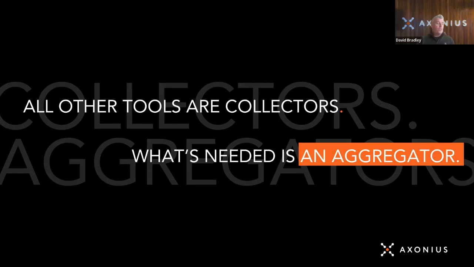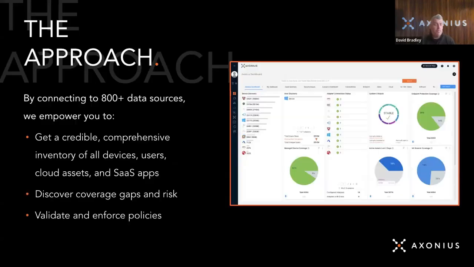So as I said, with all the tools that you're using, you don't have a tool or a data problem. They're all great collectors of data. What's needed here is an aggregator, right? A correlator, something to bring all of that data together and make it usable. So this is where Axonius comes in.